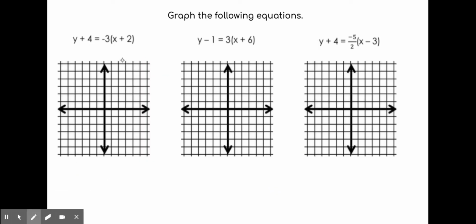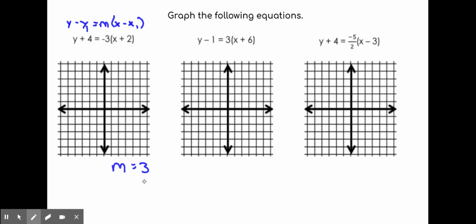Okay, so what if they give me an equation in point slope form and they want me to graph it? We need to know the slope and the point, right? Well, the slope is easy to figure out. If we do y minus y1 equals m times x minus x1, the slope is that number in front of the parentheses, right? So the slope of this line is 3.